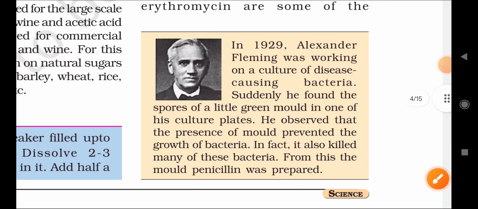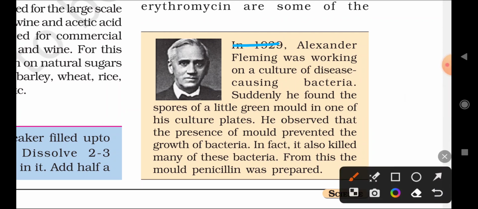This yellow box tells us that in 1929 Alexander Fleming was working on a culture of disease-causing bacteria. So one of the scientists, Alexander Fleming, was working on diseases caused by bacteria: how the disease acts on the body, and in how many days it will make the body weaker. All this information was being studied by whom?